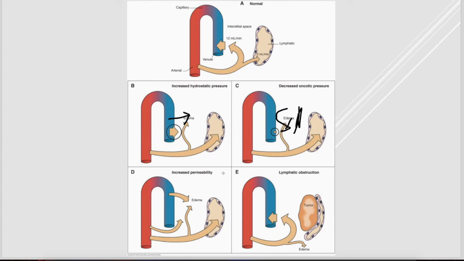Increased permeability, again, this occurs in cases of inflammation. We know that edema is a cardinal sign of inflammation. And also lymphatic obstruction. In this case, it's a tumor obstructing the lymphatics. All of that excess fluid cannot be picked up by the lymphatic system.